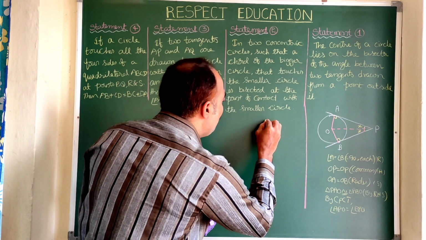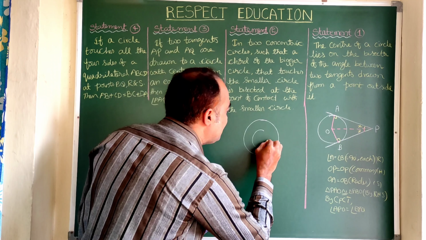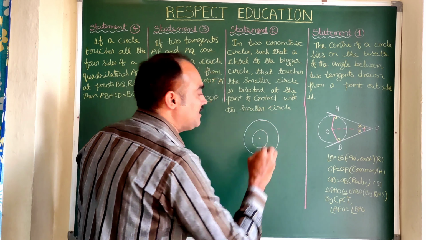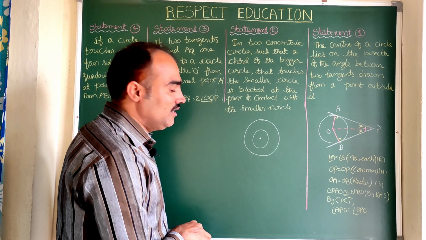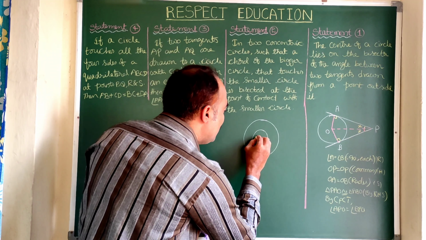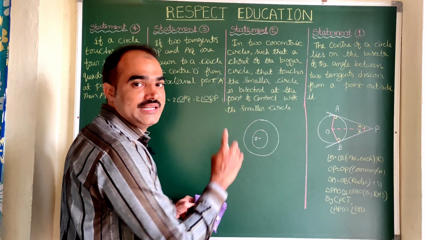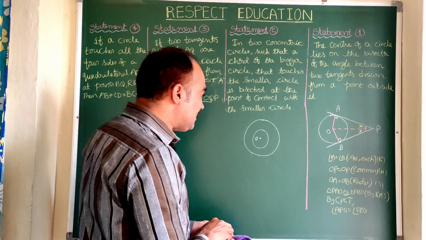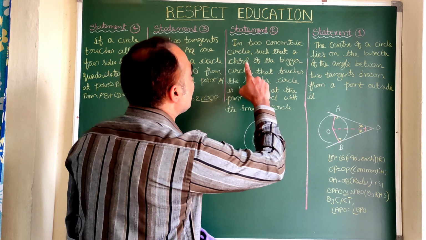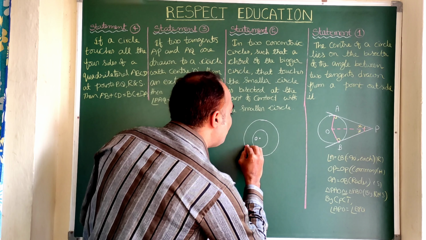Consider here two concentric circles. The meaning of concentric circles is that two circles having the same center. So these are called concentric circles whose center is O. This is the common center for both the circles. Now here let us see the statement. Observe the statement here. The chord of the bigger circle. Now let us draw the chord for the bigger circle.